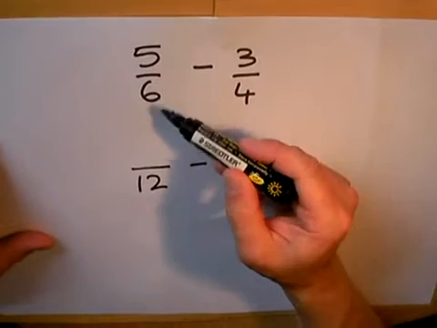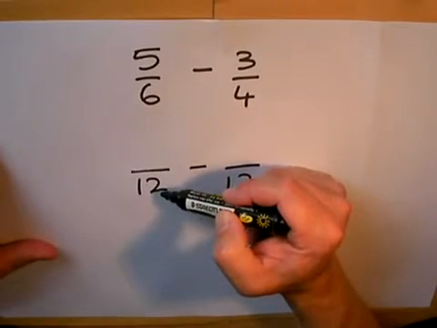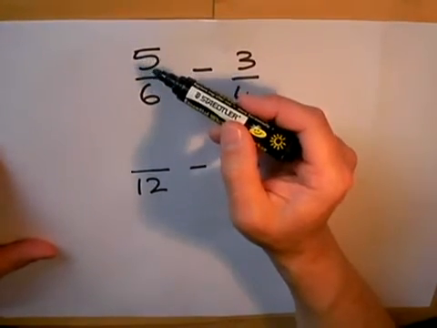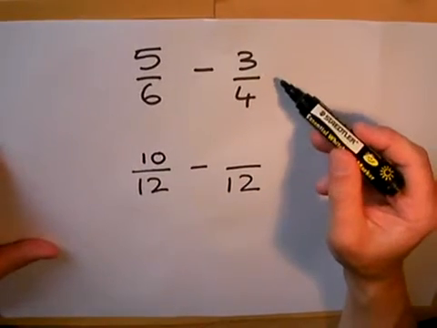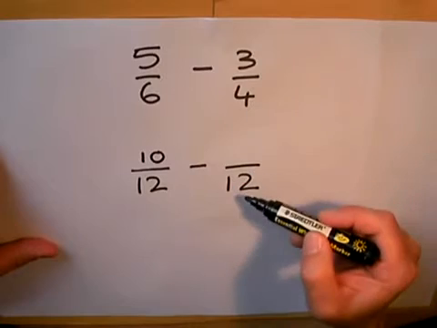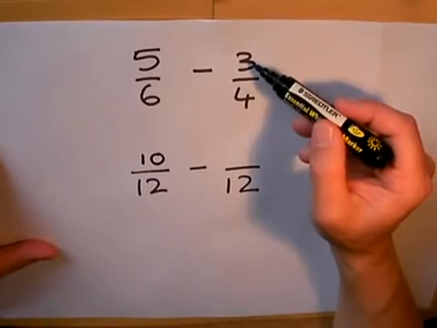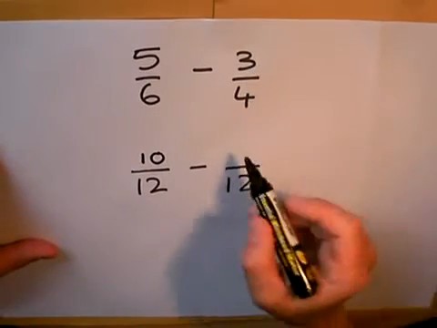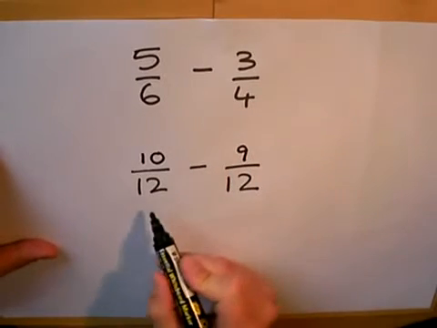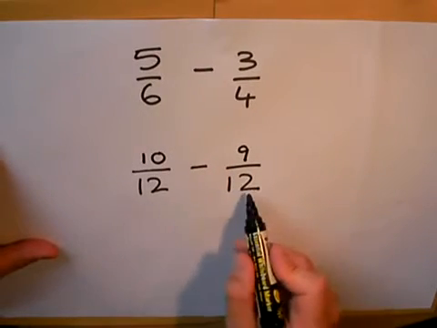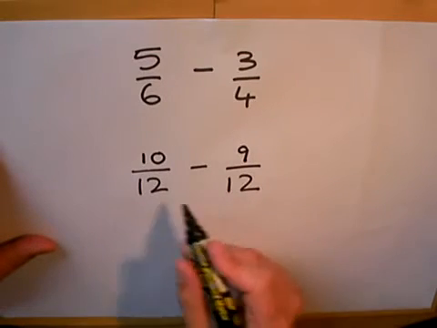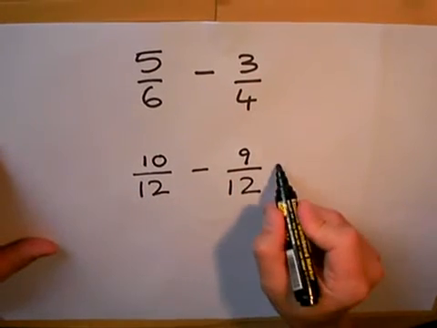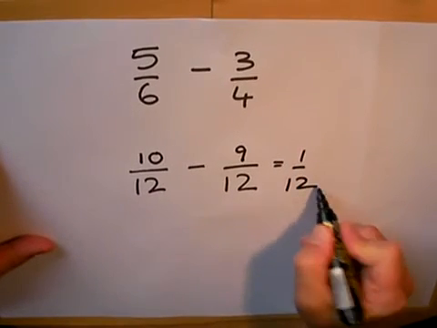Because I've multiplied 6 by 2 to make it into 12, I need to do the same to the top. 5 times 2 is 10. Because I've multiplied 4 by 3 to make it into 12, then I multiply 3 by 3 as well, and that gives me 9. Now I've turned the two fractions into the same kind of fraction, I can go ahead with my subtraction. And of course 10 take away 9 is 1, so I have 1/12 as my answer.